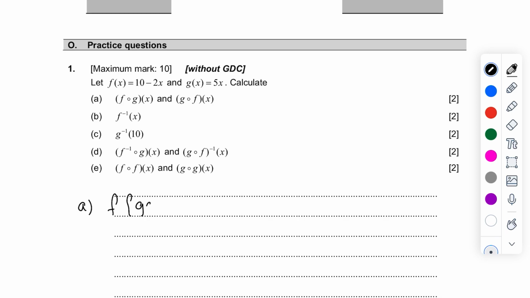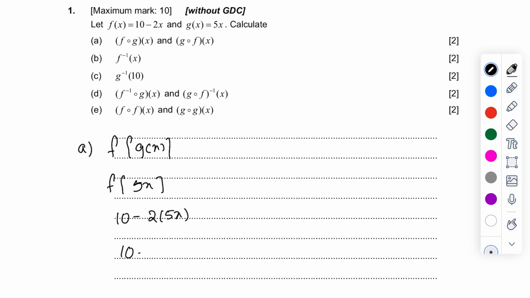So f of g of x. So what does it become? F of g of x. G of x is 5x. Now plug in: 10 minus 2 times 5x. So what does that become? 10 minus 10x is going to be the answer.